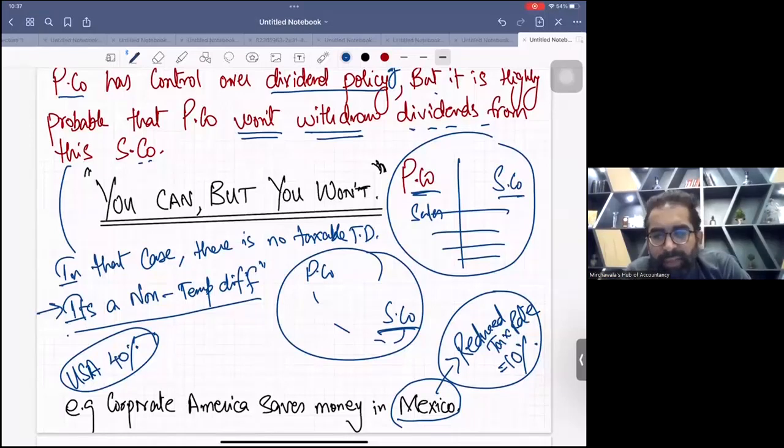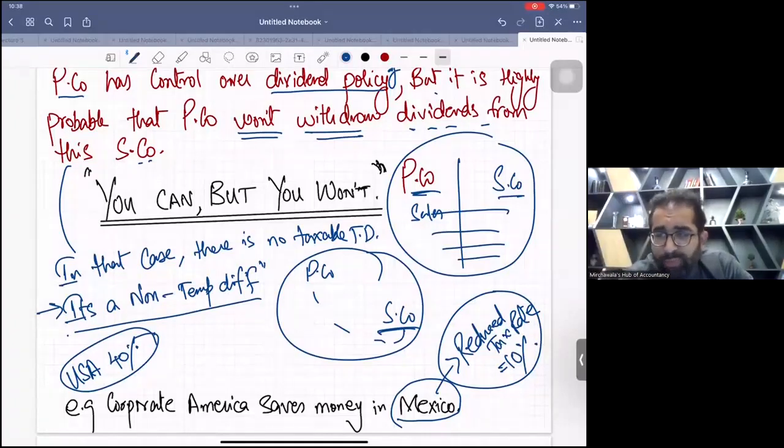Yes, there is a possibility. One student is contributing, I think he is saying Bermuda. Yes, there are other tax havens as well. But USA and Mexico share a border. Mexico is very near to USA, so if they open subsidiaries, they can easily travel as well. There may be other reasons.